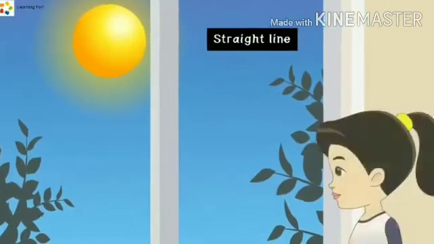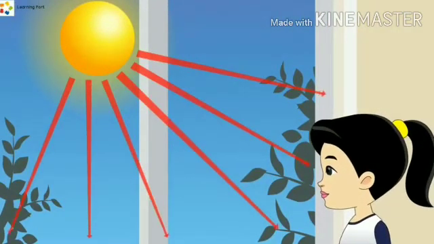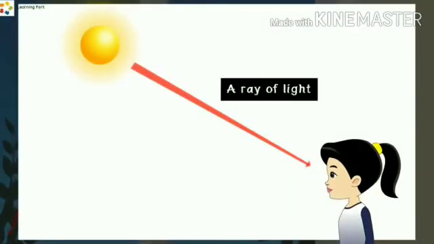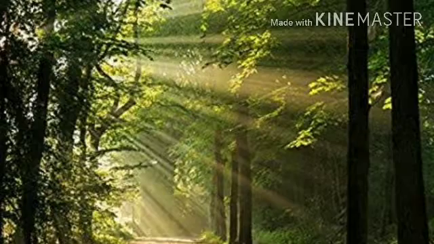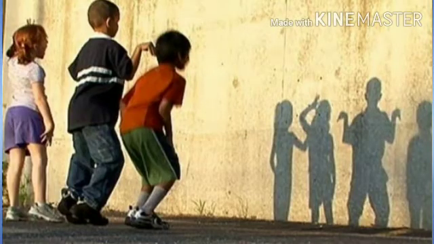On Earth. But how does light travel? Light from the sun travels through air in straight lines. It moves outwards in all directions. Each line is called a ray of light. The ray of light travels directly into our eyes in a straight line. Yes, children, from this video you understood that light always travels in a straight line and shadows are always formed opposite to the source of light.